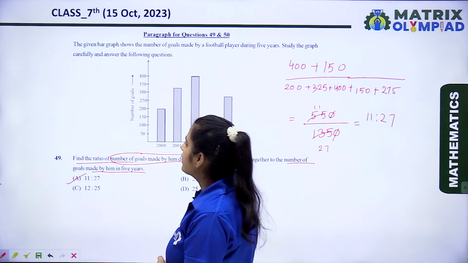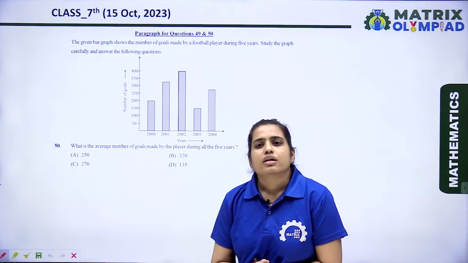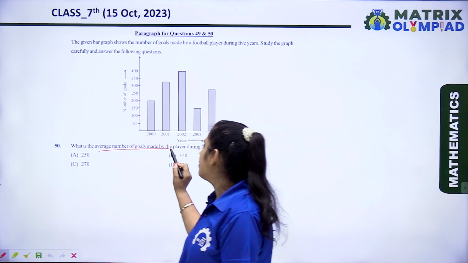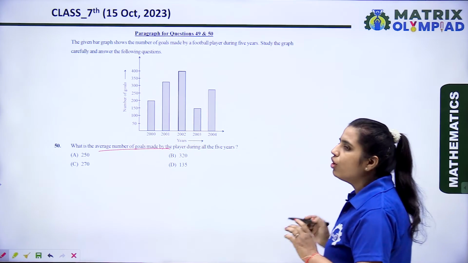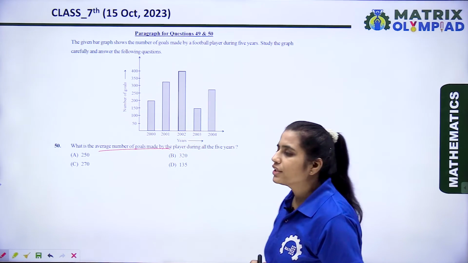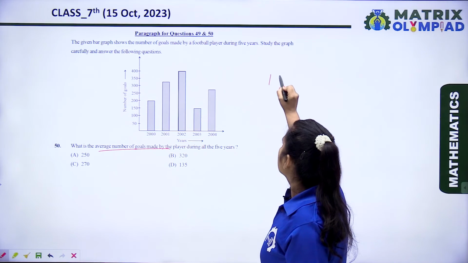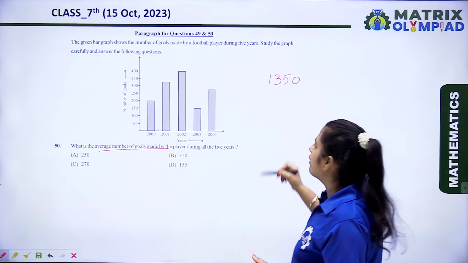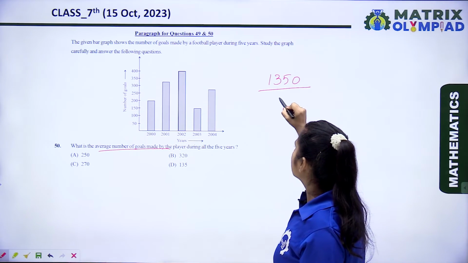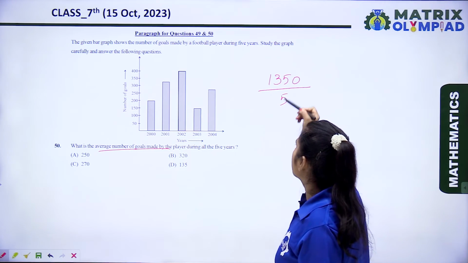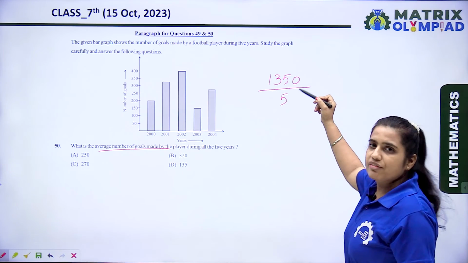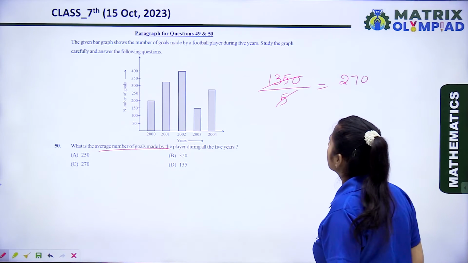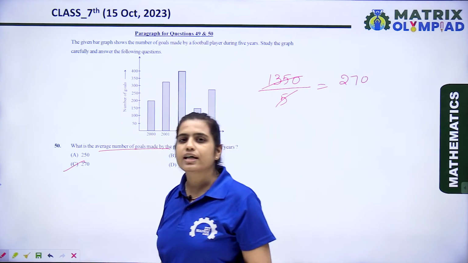So let's move on to the next question. Now here, in this question, what we have to find out? We have to find out the average number of goals made by the player during all 5 years. Total 5 years में कितने goals करे? He has done 1350 goals. Now we have to find out the average, and average is sum of all observations upon total number of observations. So here 1375 upon 5 gives us 270. So here option C is the correct answer.